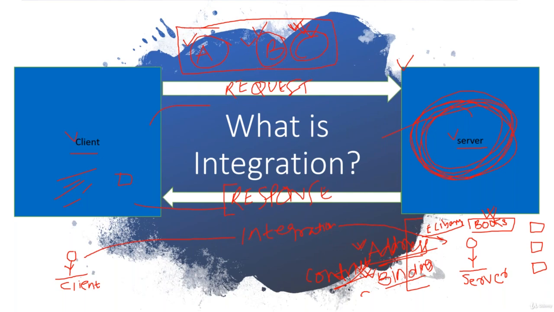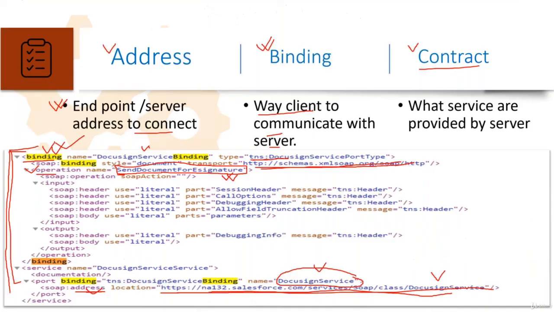The ABC of the server: where my server is, how I can communicate with it, and what I will get when I communicate: address, binding, and contract. Once we have that, we can see how I am going to do integration in Salesforce. What are the different mechanisms we have to integrate in Salesforce? If I want to integrate from Salesforce to Salesforce or from Salesforce to non-Salesforce, how am I going to establish it? So stay tuned for the next session. We'll discuss in more detail what more we can do here.